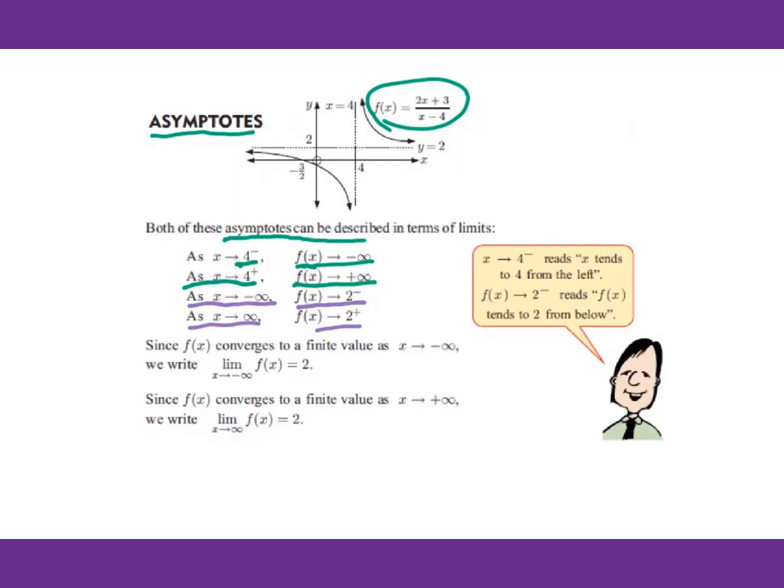Since f of x converges to a finite value as x tends to negative infinity, we write limit as x approaches negative infinity of f of x equals 2. Since f of x converges to a finite value as x approaches positive infinity, we write limit as x approaches infinity of f of x equals 2.